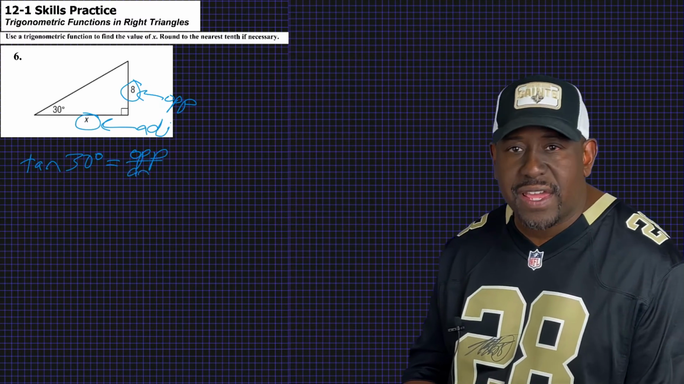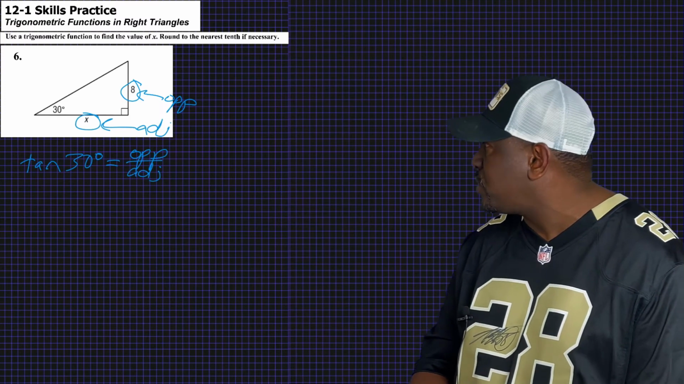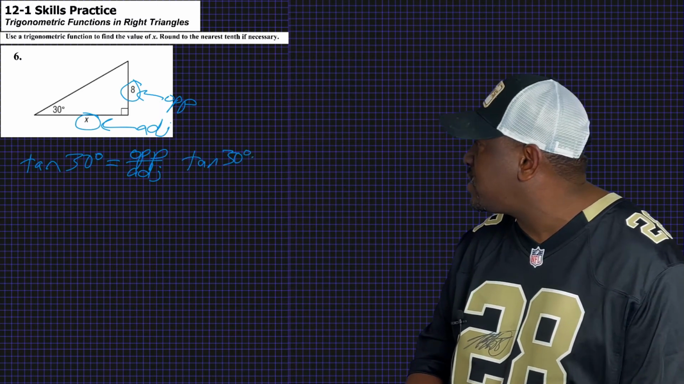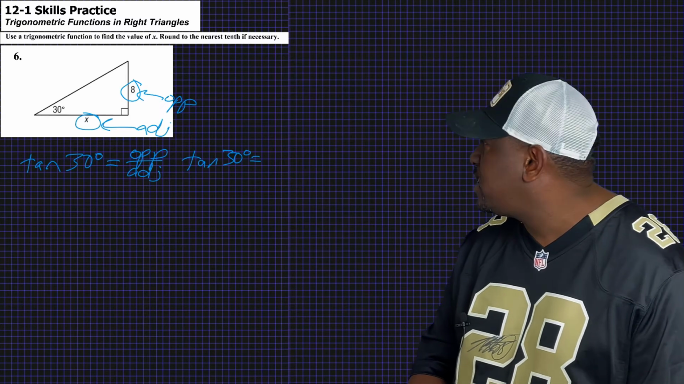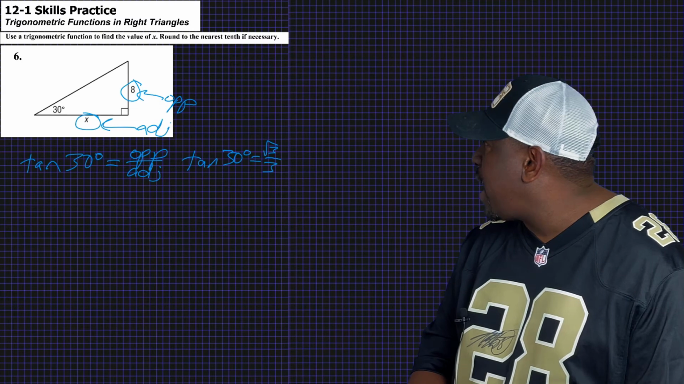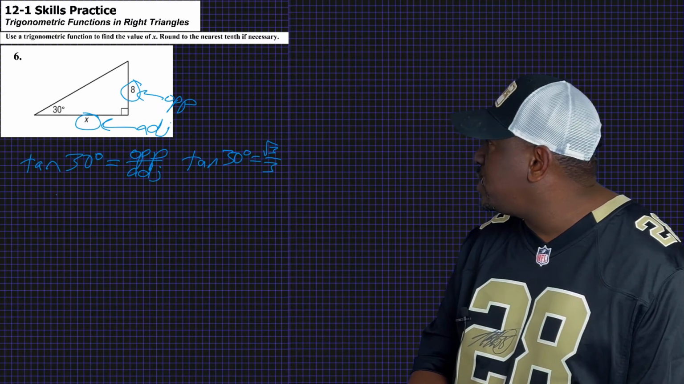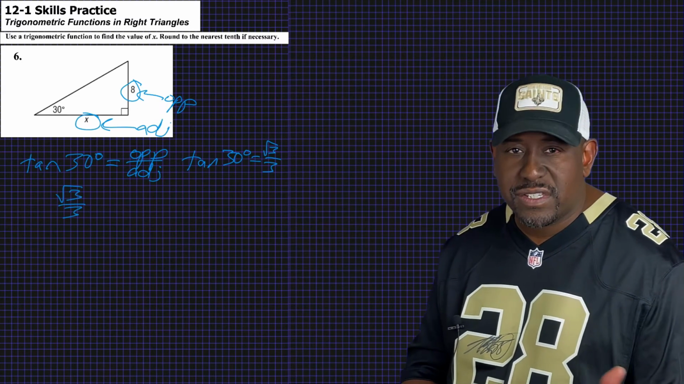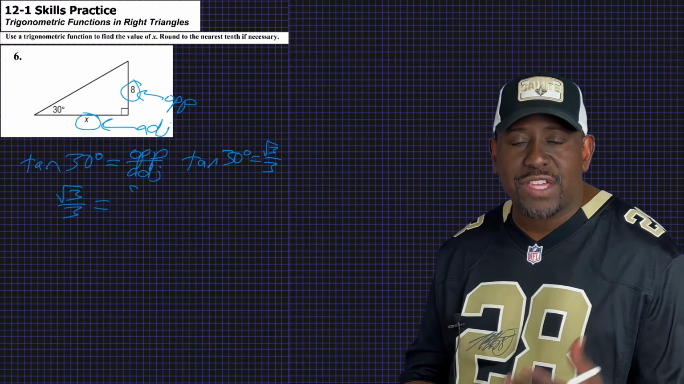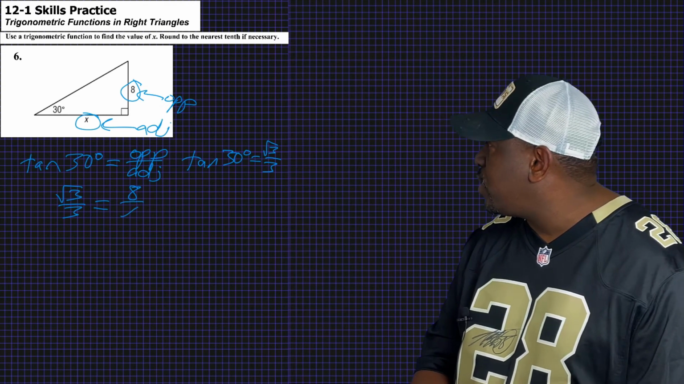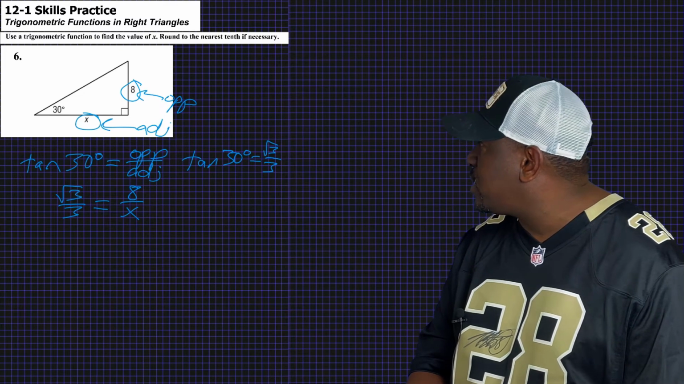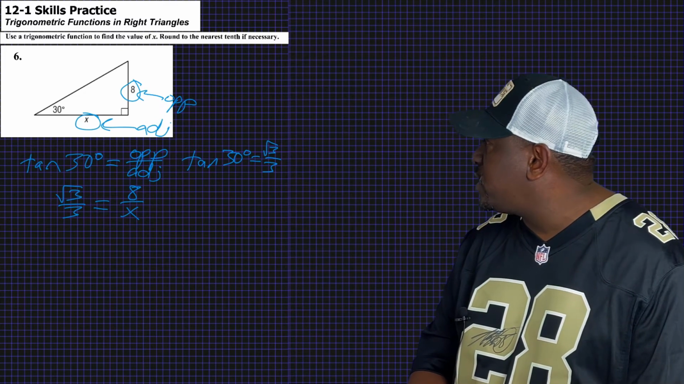What trig function has opposite and adjacent? That's what we're going to use to solve for x. Tangent has opposite over adjacent, so we put tangent 30, opposite over adjacent. We substitute the values for opposite and adjacent. Now we know that the tangent of 30 degrees is the square root of 3 over 3. So we substitute that value in, because you can't have 2 unknowns. We know we have an unknown of x. So we put 8 over x, we substitute 8 for opposite, x for adjacent.